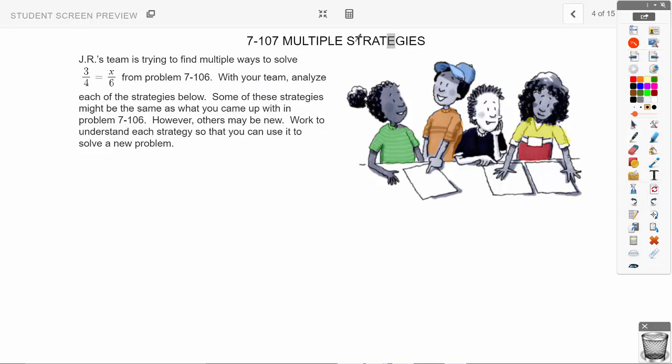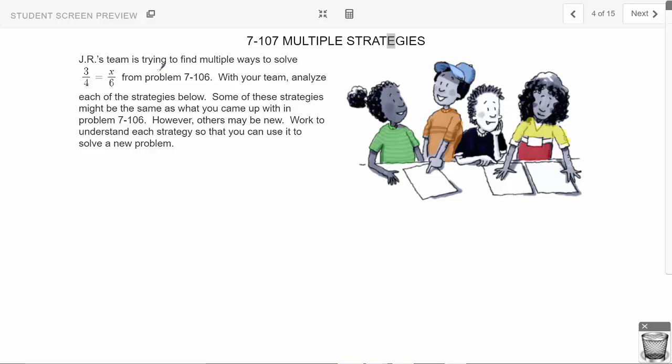So here's the problem. Multiple strategies. JR's team is trying to find multiple ways to solve 3/4 equals x over 6 from problem 7-106. With your team, analyze each of the strategies that follow. Some of these strategies might be the same as what you came up with in 7-106. However, others may be new. Work to understand each strategy so that you can use it to solve a new problem.